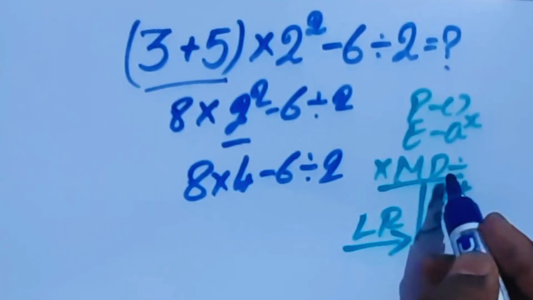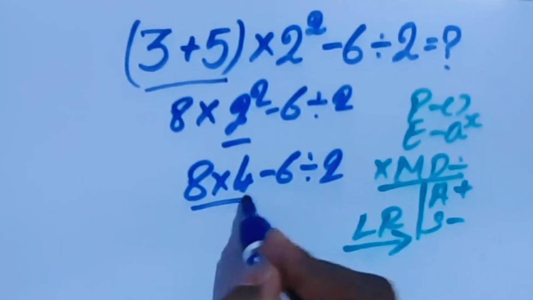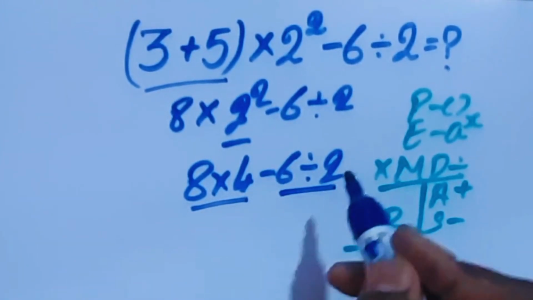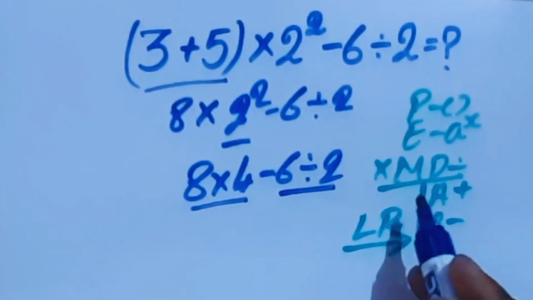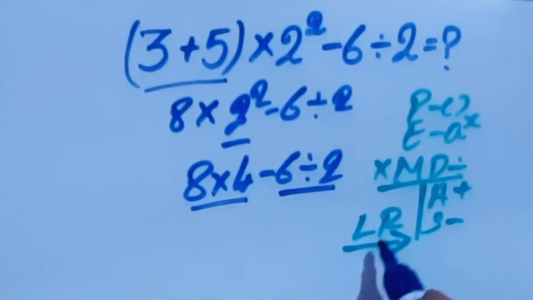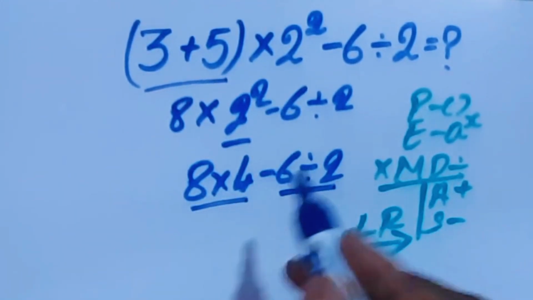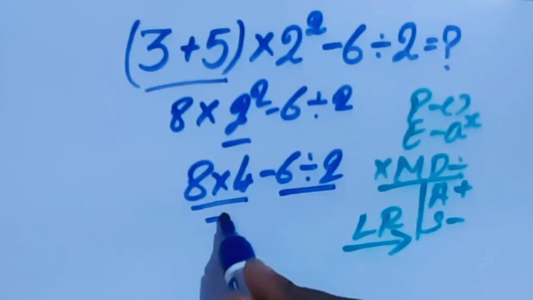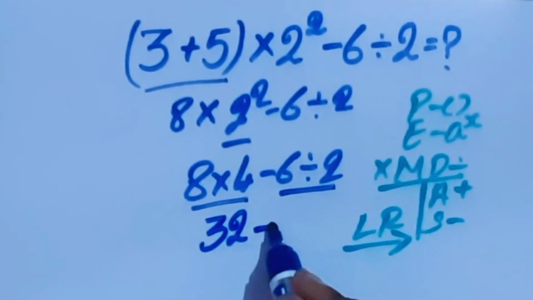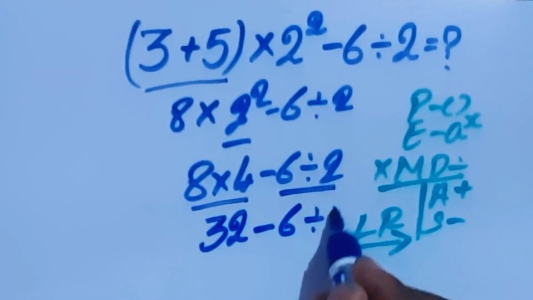Here next priority is multiplication and division. Here multiplication and division, both are equal priority, so which do we have to do first? For this we are going to follow this left to right. Here left to right is 8 times 4. 8 times 4 is 32 minus 6 divided by 2.